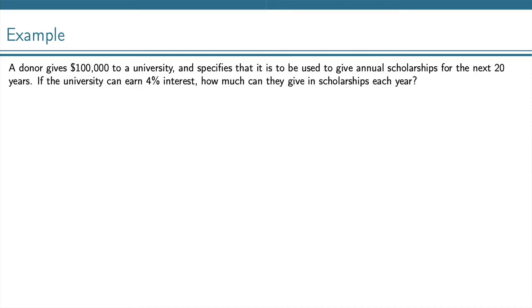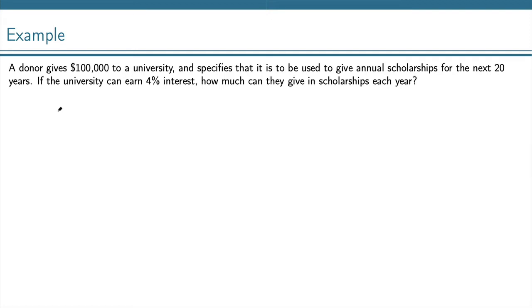A donor gives $100,000 to a university and specifies that it is to be used to give annual scholarships for the next 20 years. If the university can earn 4% interest, how much can they give in scholarships each year? So here we have a lump sum of money, $100,000, that is accruing interest, and we are taking money out of that total. And so this is a payout annuity.